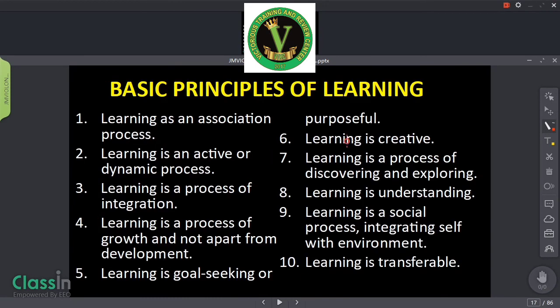So the basic principles of learning, we have the following. First, learning is an association process. Second, learning is an active or dynamic process. Third, learning is a process of integration. Fourth, learning is a process of growth and not apart from development. Fifth, learning is goal-seeking or purposeful. Six, learning is creative. Seven, learning is a process of discovering and exploring. Eight, learning is understanding. Nine, learning is a social process integrating self-empowerment. Ten, learning is transferable.